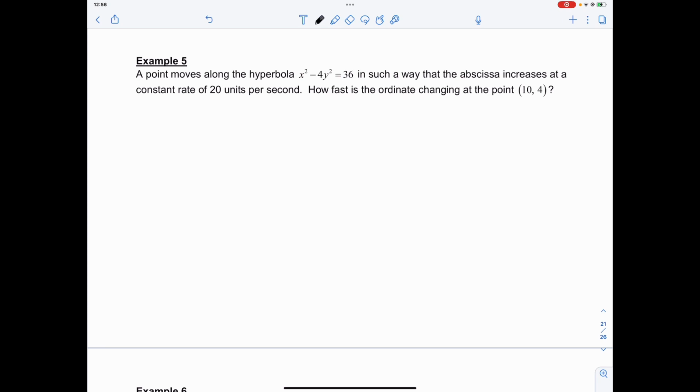Example 5. A point moves along a hyperbola, x squared minus 4y squared is equal to 36, in such a way that the abscissa increases at a constant rate of 20 units per second. How fast is the ordinate changing at the point of 10 and 4?